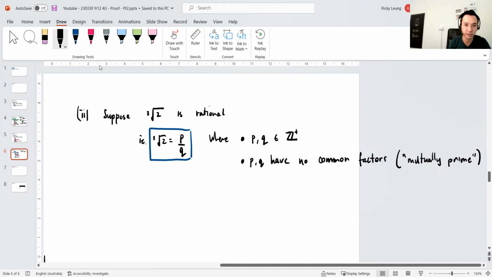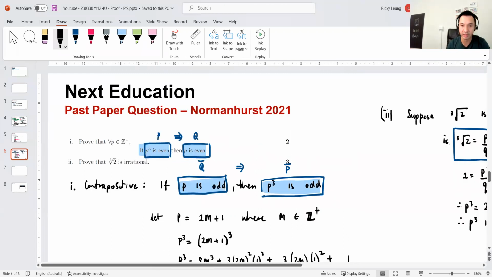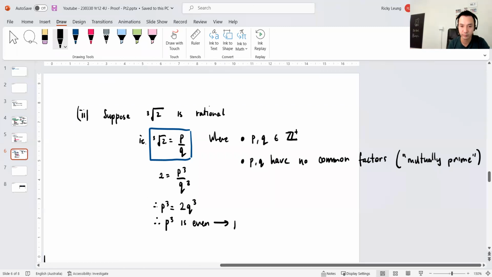All right, what I'm going to do is cube both sides. So 2 equals p cubed on q cubed, times it up. Therefore, p cubed equals 2q cubed. Now we go again, right? That guy's even. Therefore, p cubed is even. And from part 1, if p cubed is even, then p is even. So p is even, i.e. p equals 2m, where m is a positive integer.